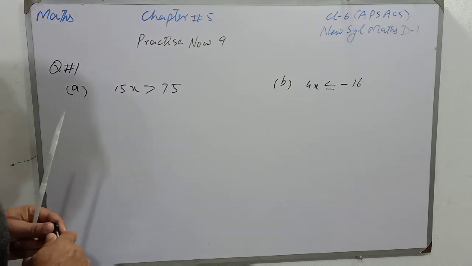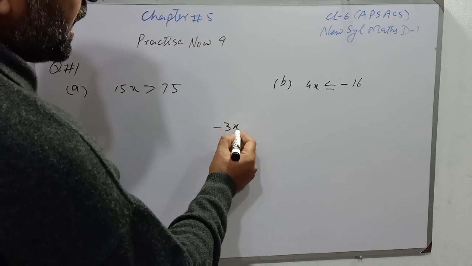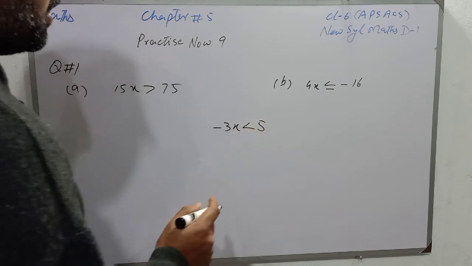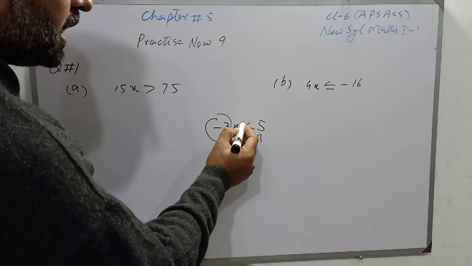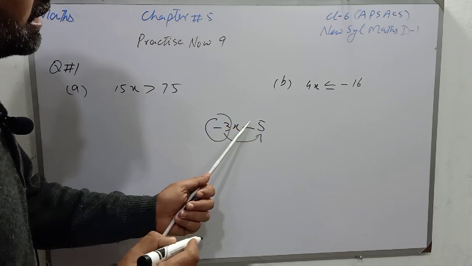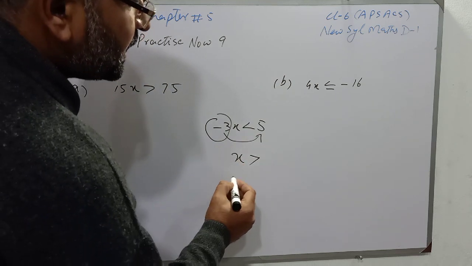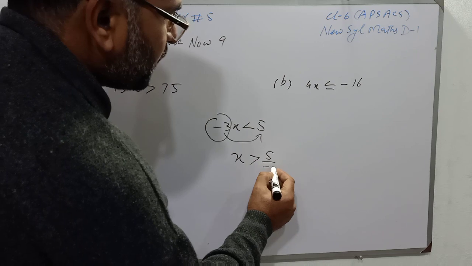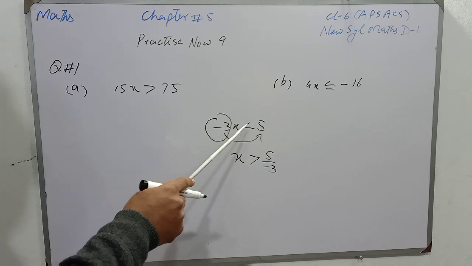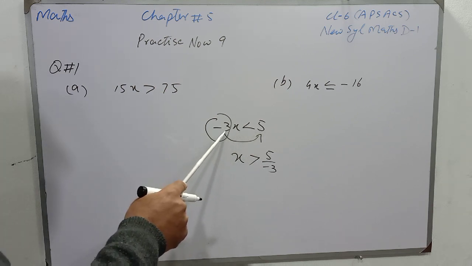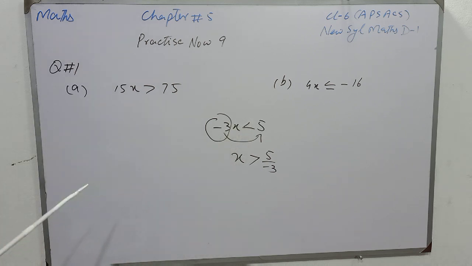Suppose students, it is just for your understanding, it is written that minus 3x is less than 5. If we transfer this minus 3 to the other side to divide, then we have to change this sign from less than to greater than, and it is written as x will be greater than 5 over minus 3. So keep in mind that whenever we multiply or divide either side by a negative number, we have to change the direction of the sign of inequality.